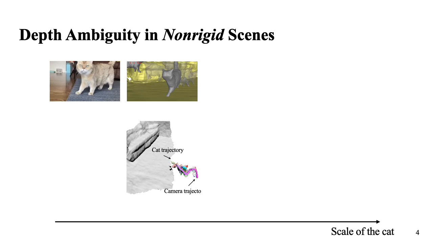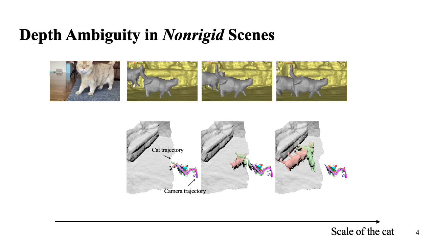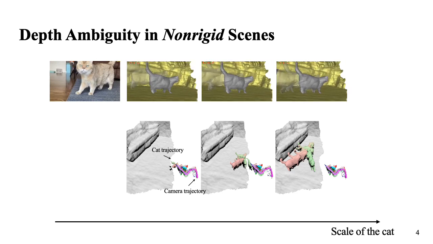Here we increase the scale of the cat while freezing the background. This leads to different 4D reconstructions, but identical 2D projections.